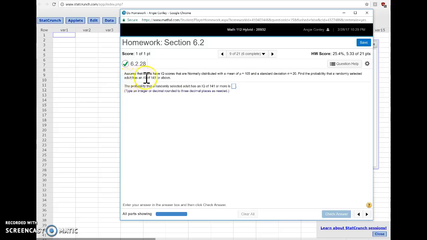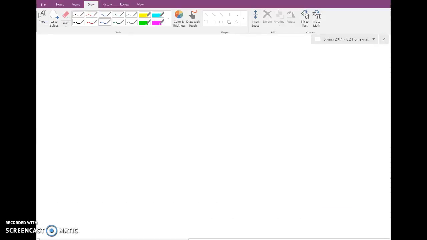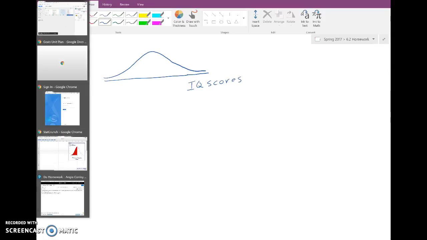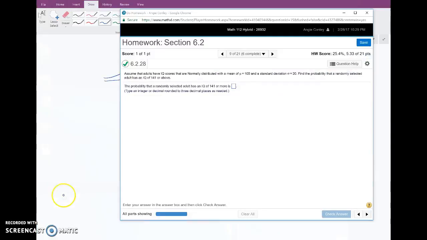So assume that adults have IQ scores that are normally distributed. You can stop right there. As soon as I hear that something's normally distributed, I'm going to go to my notes and I'm going to draw my normal curve. And my data are IQ scores. Forgive me, this is a little skew, but I'm using my tablet for the first time. So anyway, going back, I was told the data was IQ scores.